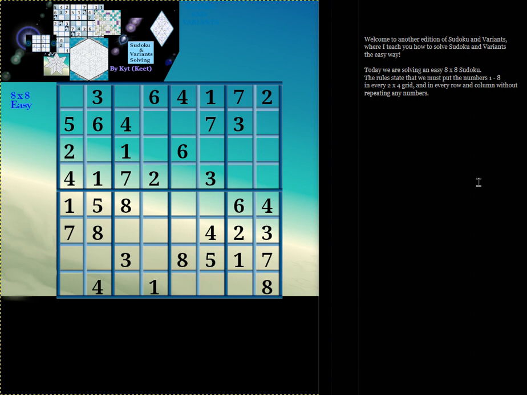The rules state that we must put the numbers 1 through 8 in every 2 by 4 grid, and in every row, and in every column, without repeating any numbers.